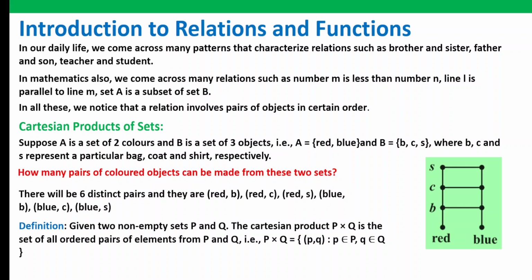Let us see the definition of this Cartesian product. Given two non-empty sets P and Q, the Cartesian product of P into Q is a set of all ordered pairs of elements from P and Q. That is, P into Q is equal to the set with the elements (p, q), where small p belongs to set P and small q belongs to set Q.